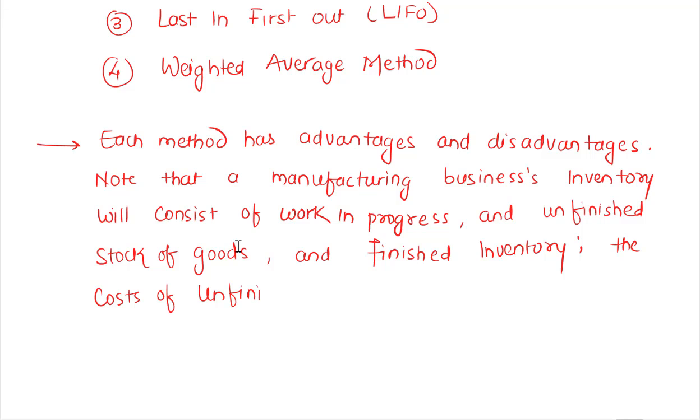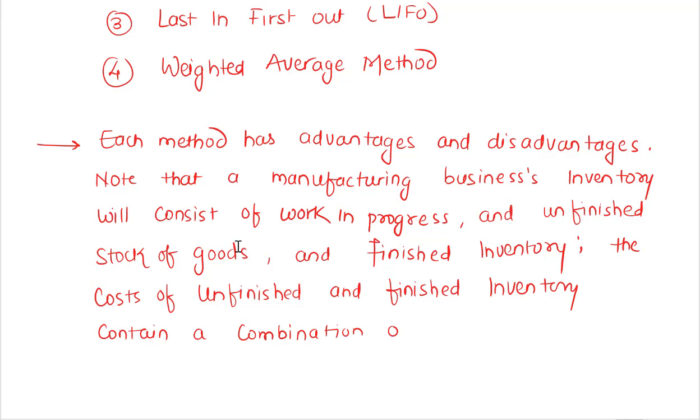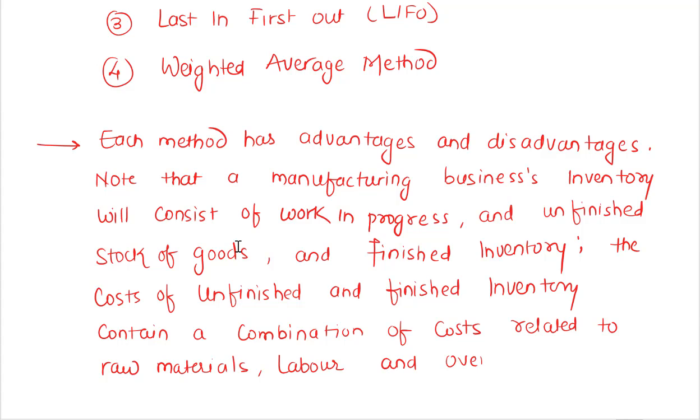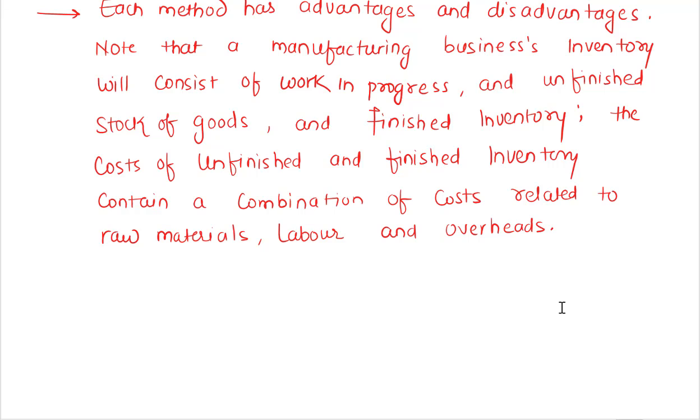The cost of unfinished and finished inventory contain a combination of costs related to raw materials, labor, and overheads.